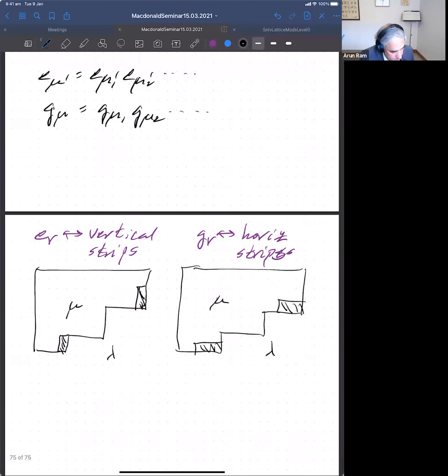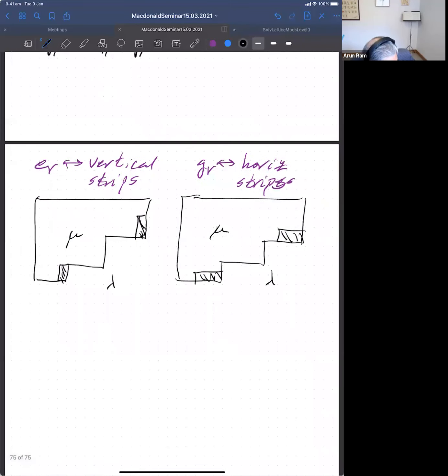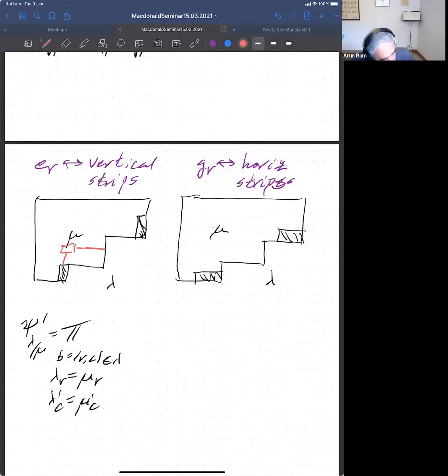Okay, now here we are going to define some similar hook numbers. So for vertical strips, we define H_lambda/mu to be the product over boxes. Again, I want that when I look at the arm, I don't see the horizontal strip, and when I look at the leg, I do see the horizontal strip. So this kind of a box. I'm taking the product over such boxes.